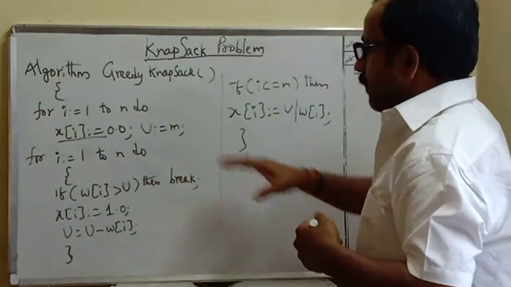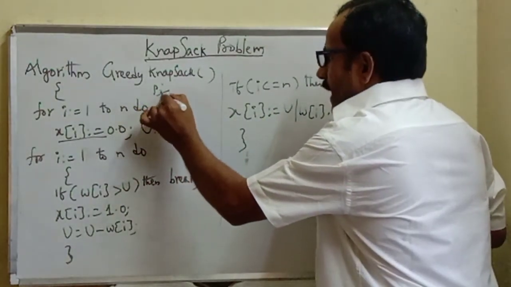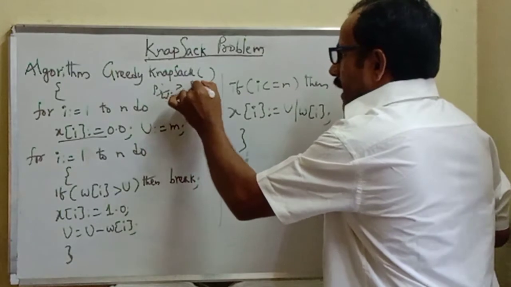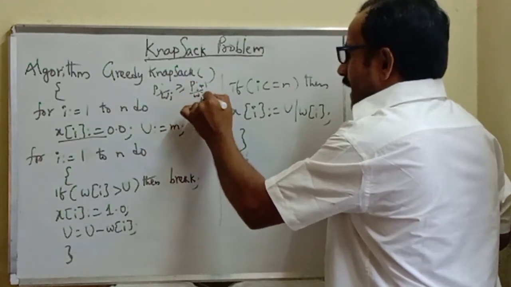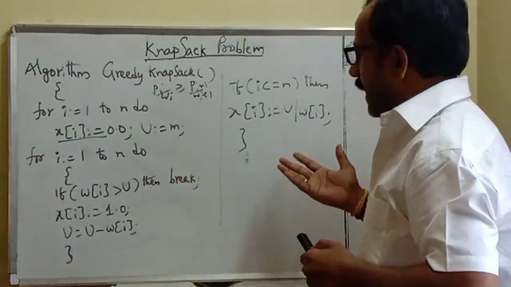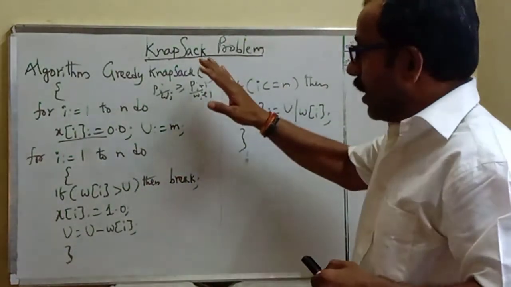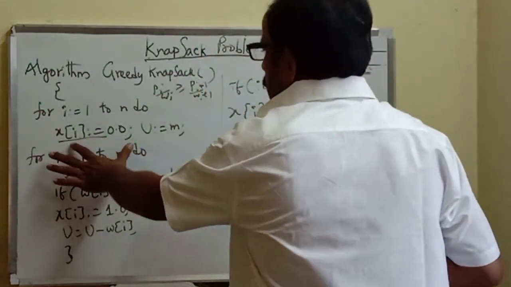For this particular procedure, we are assuming that all the elements are arranged in profit by weight decreasing order. So P1 by W1 is greater than or equal to P2 by W2, greater than or equal to, and so on, Pn by Wn, and Pi by Wi is greater than or equal to Pi plus 1 by Wi plus 1. In this order we arranged all the items. That is the assumption. And initialize all the solutions at 0.